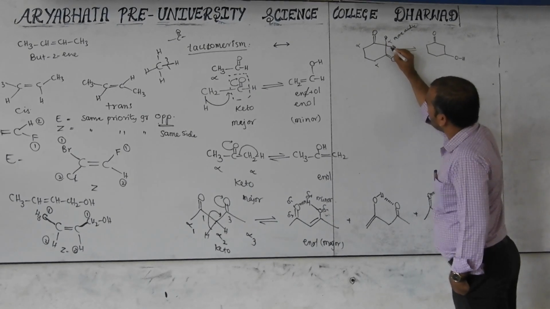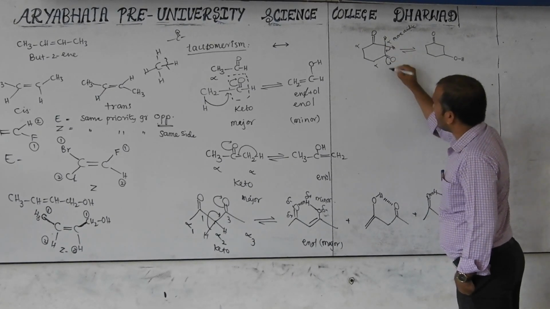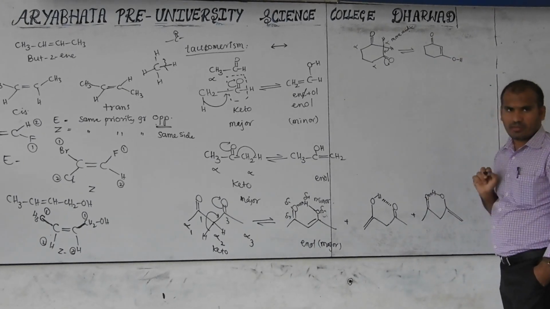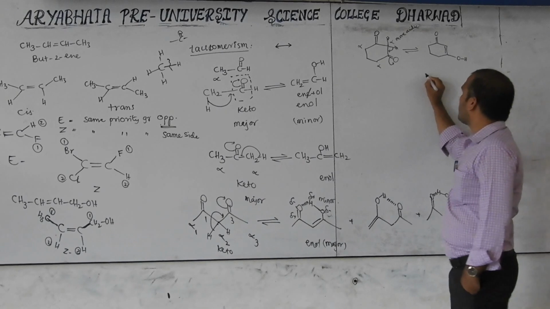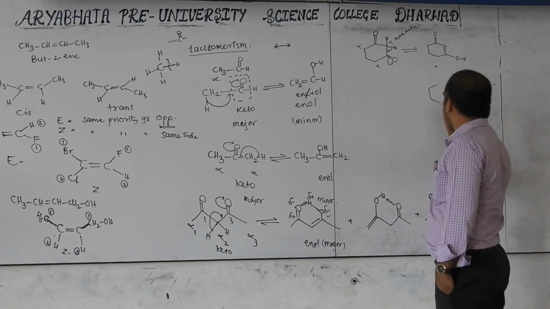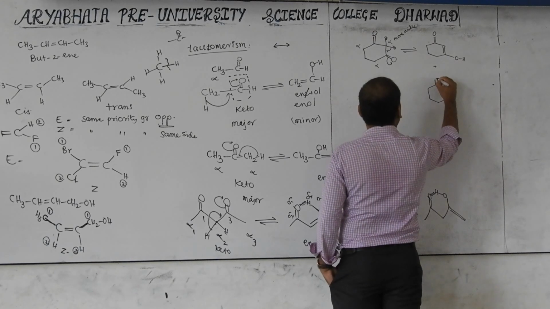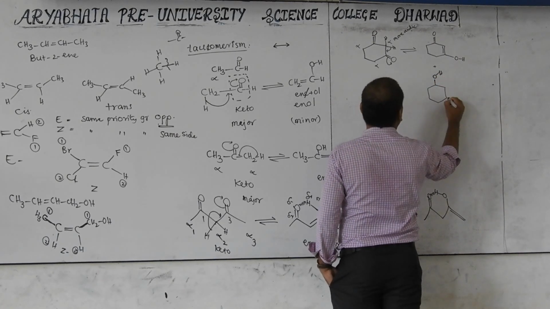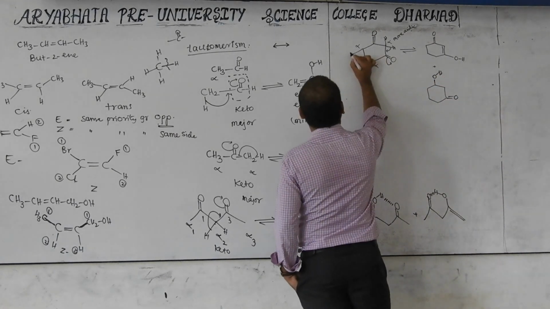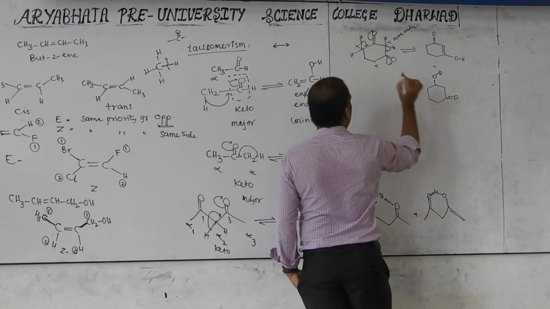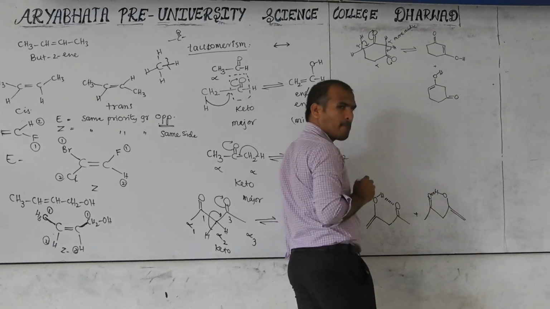This hydrogen comes here, and then we get a double bond here. That is the first. Next possibility: plus, this alpha hydrogen is also lost. OH, double bond. See, here hydrogen is there, here hydrogen is there. This hydrogen will come here, this hydrogen will come here, then we get a double bond here.